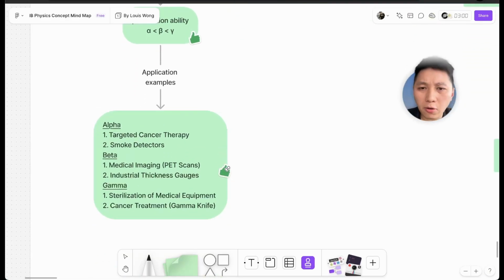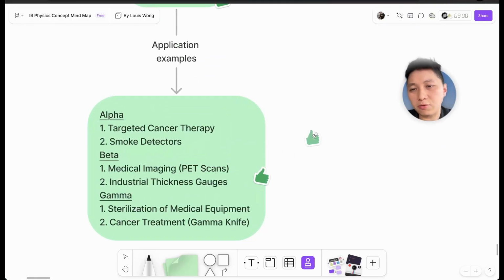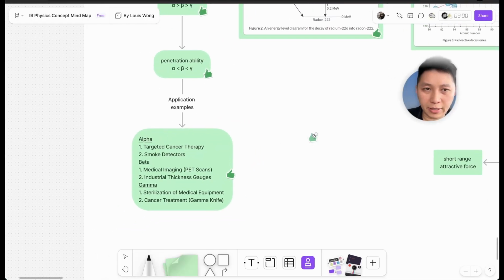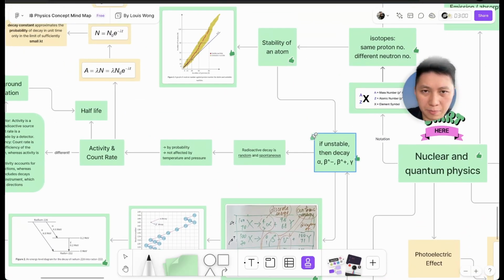You also need to know, according to the syllabus, some application examples. So here I just put down some very popular applications of alpha, beta, gamma, and if you are not really knowing them, then just Google or ask AI to get to know more. Basically for each of these applications, they use it as a way to probably detect something or measure something, as a probe, etc. So I'm not going to cover it in detail here.